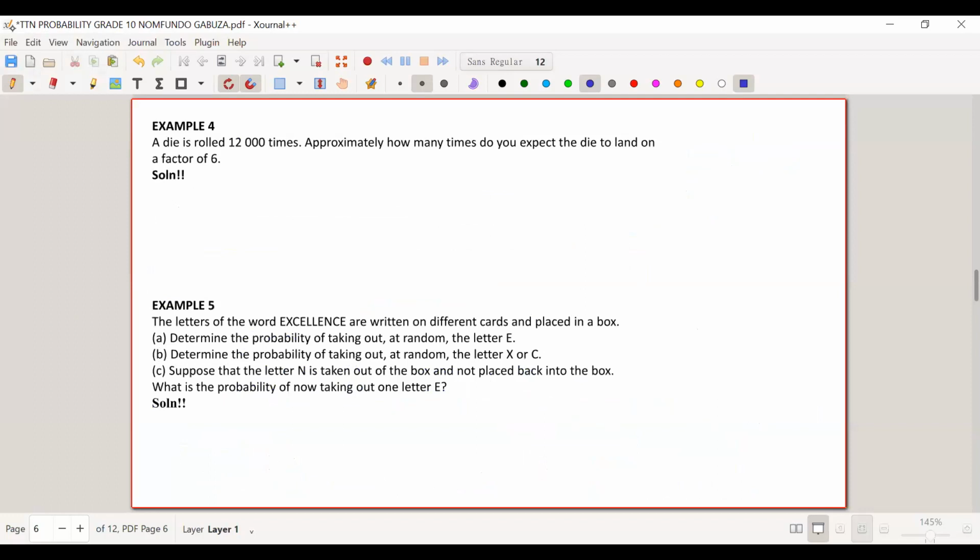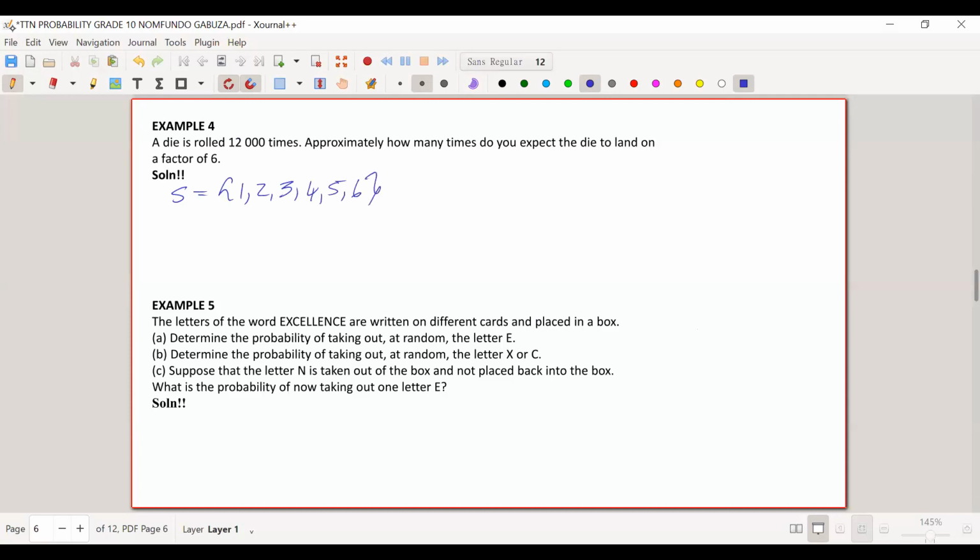So let's take a look at example 4. Example 4 says a die is rolled 12,000 times. Approximate how many times you expect the die to land on a factor of 6. So let's first write the outcomes of this die. The outcomes are going to be either 1, 2, 3, 4, 5, 6, right?